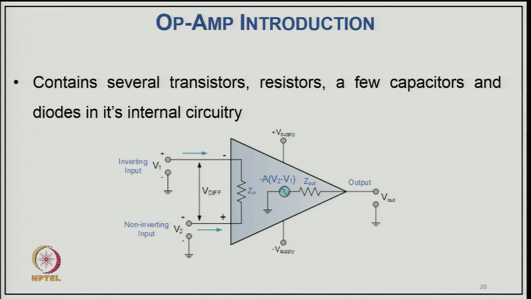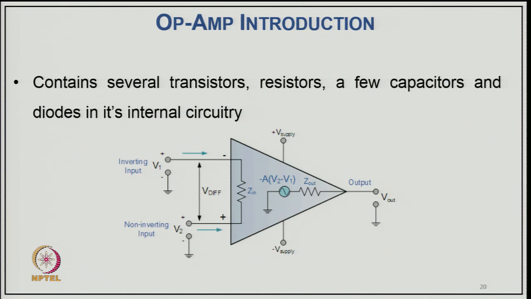It contains several transistors, resistors, capacitors and diodes in the internal circuit, and of course, the terminals are available. As you can see here, you have two terminals we call V1 and V2, signals with respect to the ground, and the difference goes as input to the operational amplifier. The two inputs are the inverting input and the non-inverting input. Ideally the input impedance should be infinite, so that it does not draw any current from the sources or input signals.